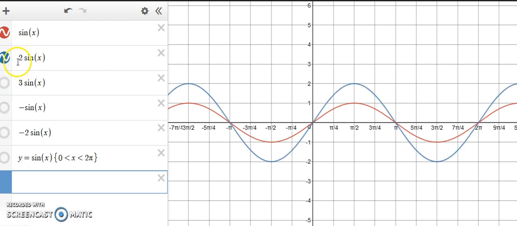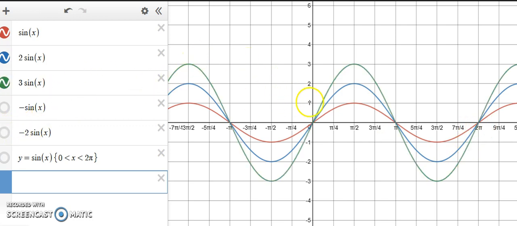Now we see the blue is 2 sine x. Look at it. It didn't change our intercepts because it's not stretching or compressing in the x direction. What it did do is raise our height to 2. We had a local maximum right here, and now our local maximum is up here at 2. So you see it stretches it like that. Then the green one now is 3 sine x. It's the same picture, but now we're going from 0 to 3, 0 to -3, and our period is still 0 to 2 pi.